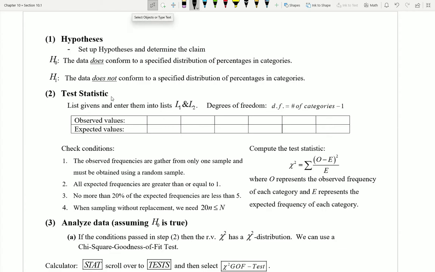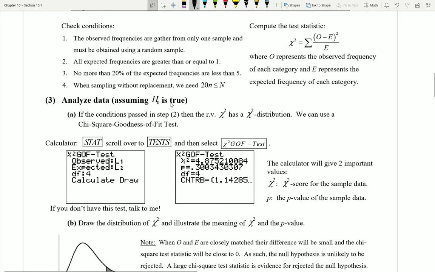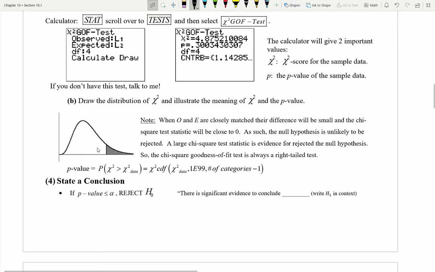In this video, we're going to take a look at an overview of a goodness of fit test. You can see here on the second page of the notes that we have this general outline that we've seen many times before. Not much is going to change here when we do a goodness of fit test. We're still going to set up hypotheses, have a test statistic, analyze the data that we have, draw a distribution curve, calculate a p-value, and ultimately state a conclusion.